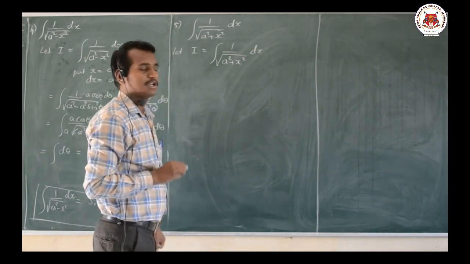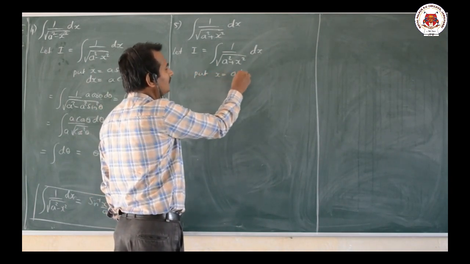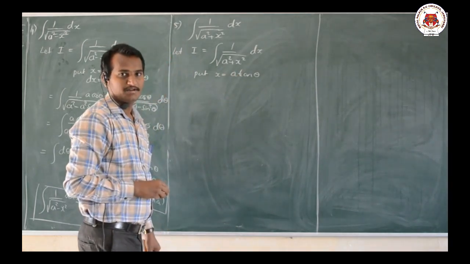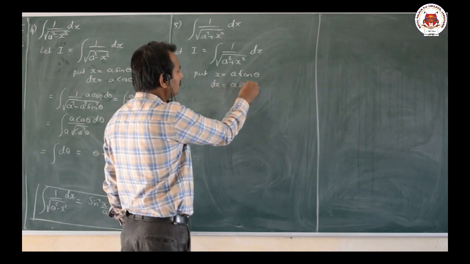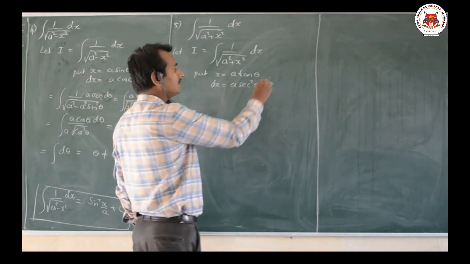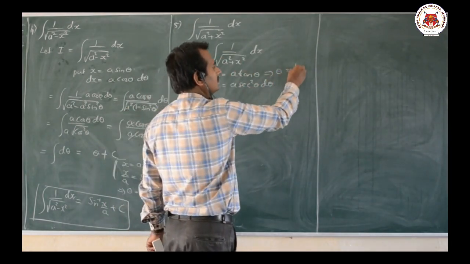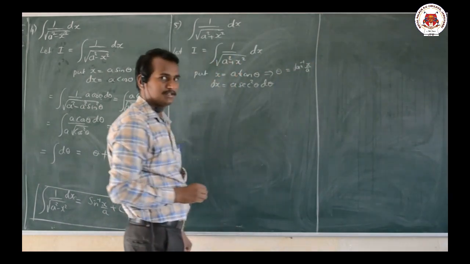Okay. Now here what we have to substitute? Put x is equal to a tan theta. Now dx becomes a secant square theta d theta. So here theta is, theta implies x by a, that is tan inverse of x by a.